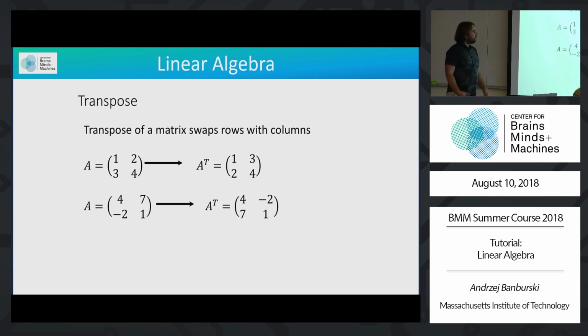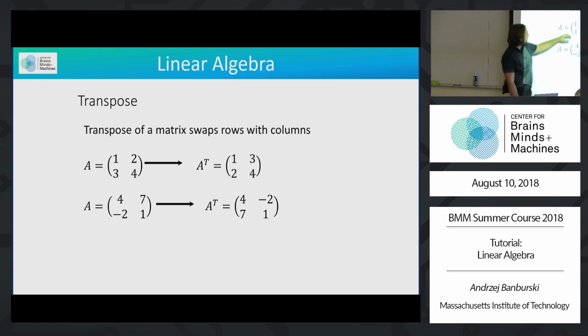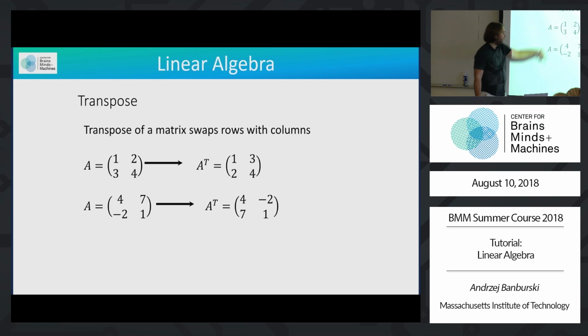So for matrices, or even for vectors, there is this operation called the transpose. And a transpose of a matrix swaps rows and columns. So you can see for yourself. You basically swap it this way.